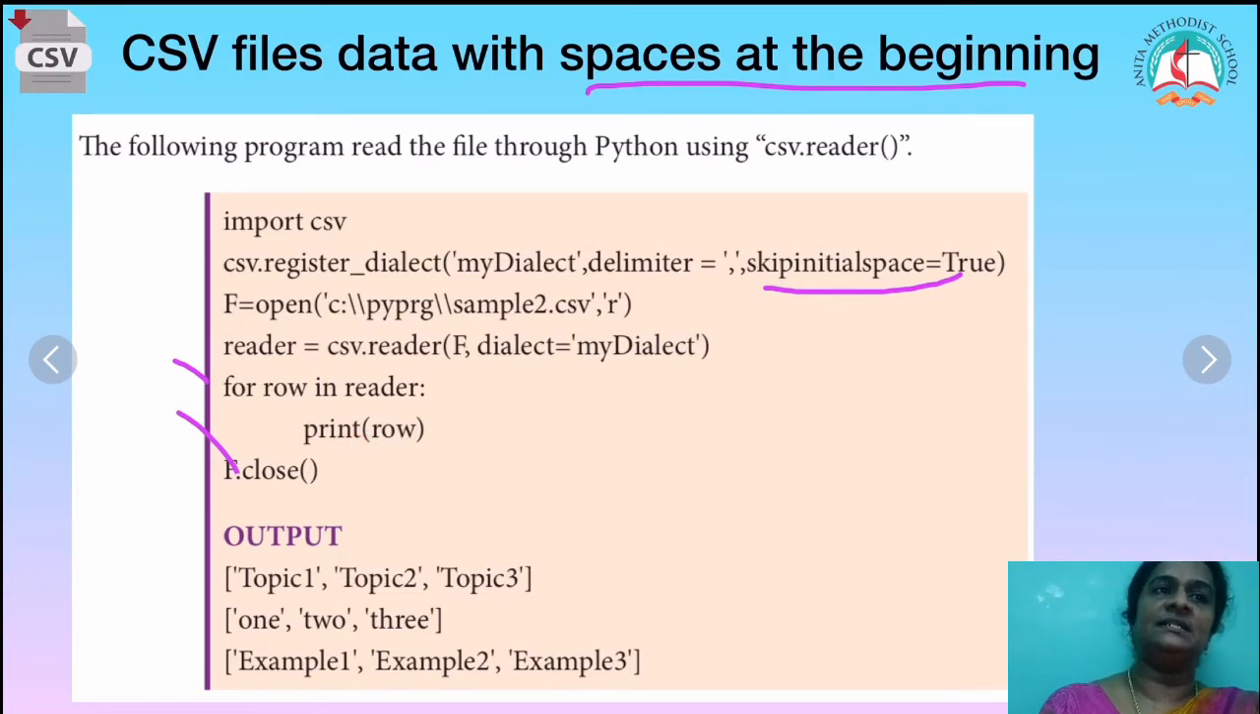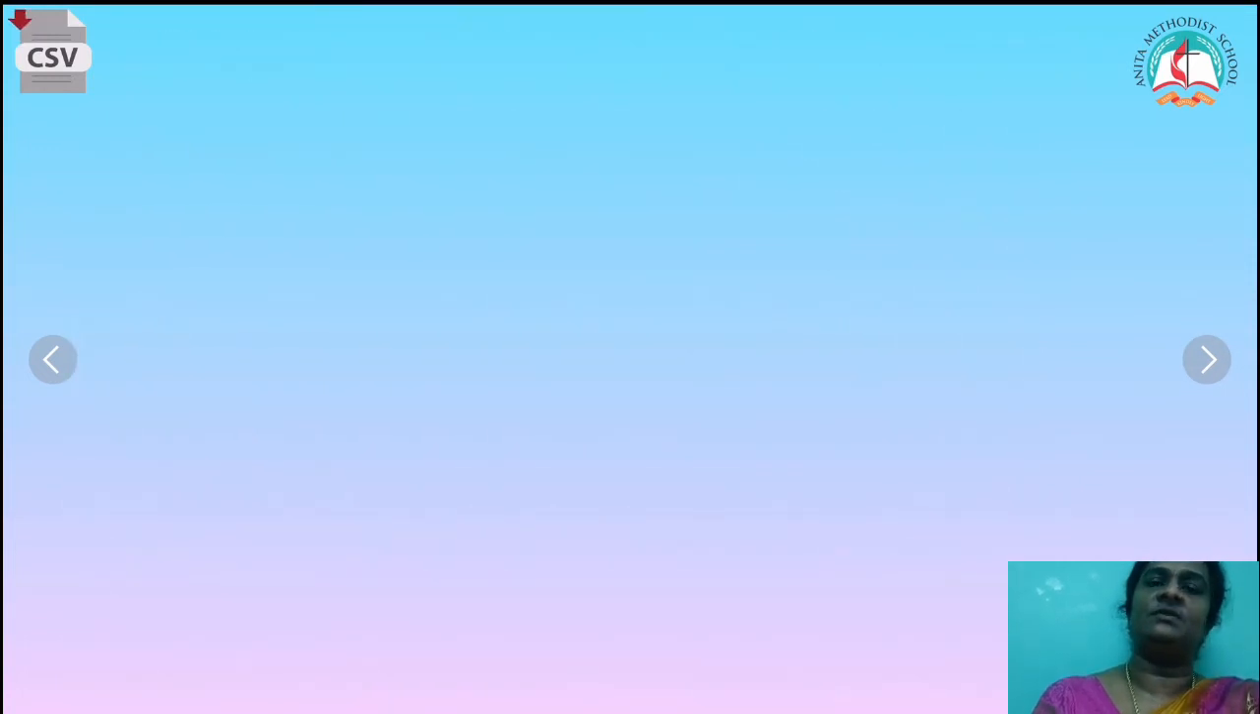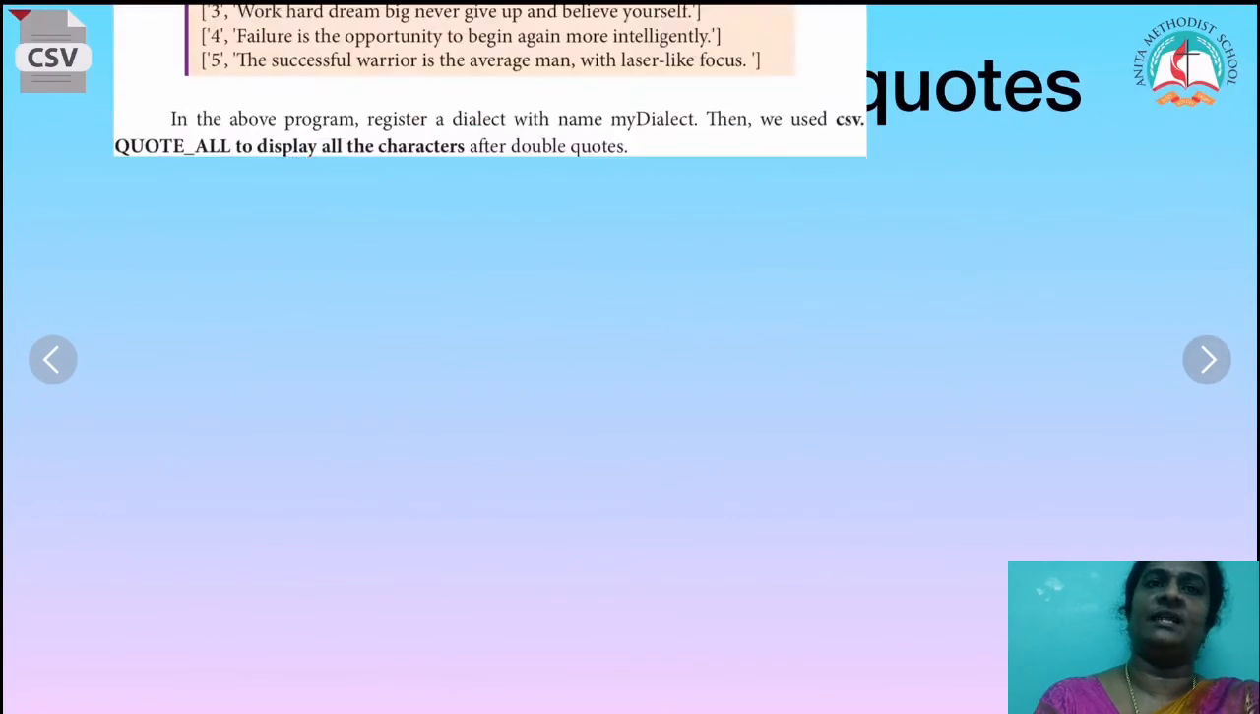So just learn the syntax alone. The open command and the reader, print row, f.close. These are the 4 syntax, or 4 line commands, you have to learn throughout this lesson. Okay. And then the next thing we are going to see, we saw spaces at the beginning, what's the next thing?